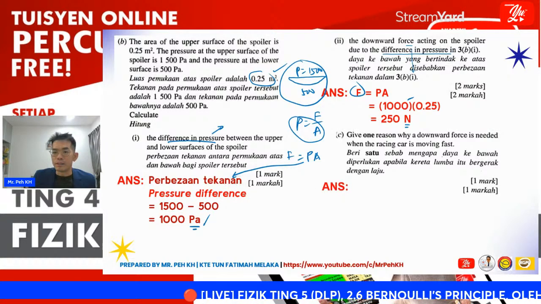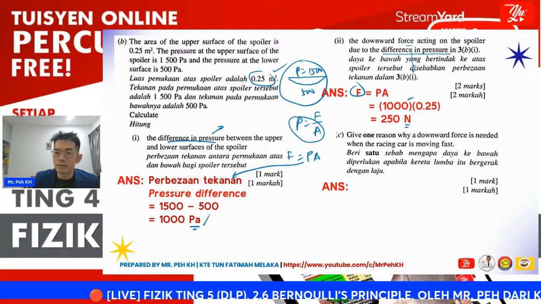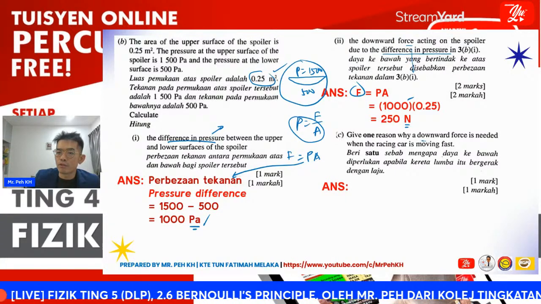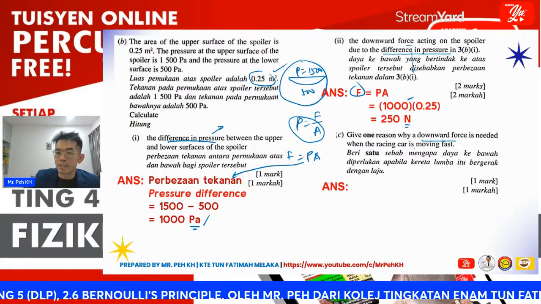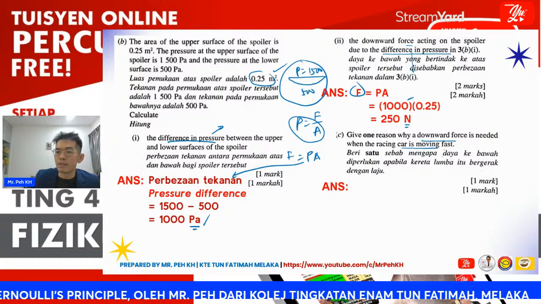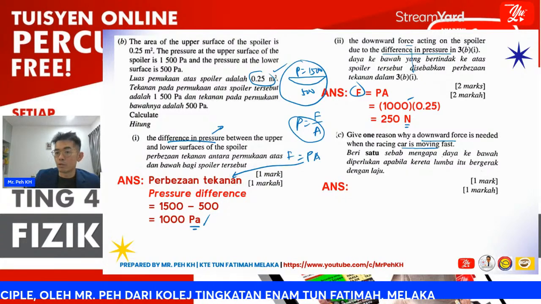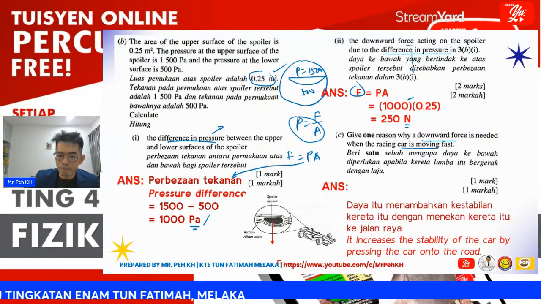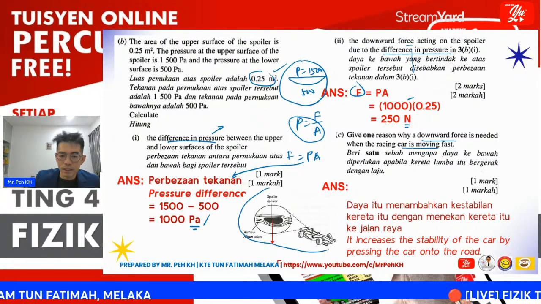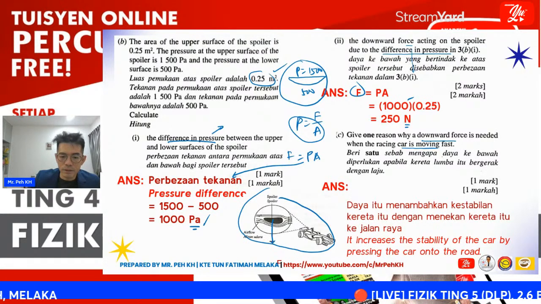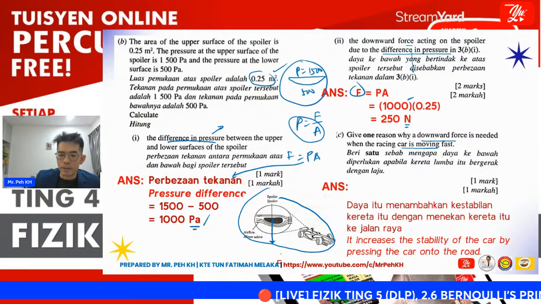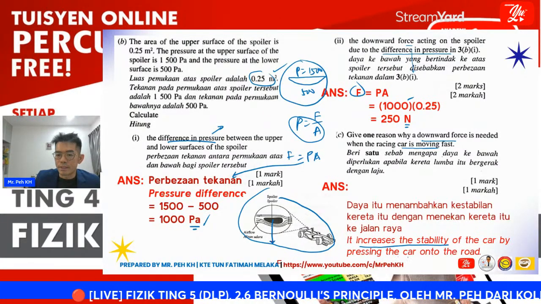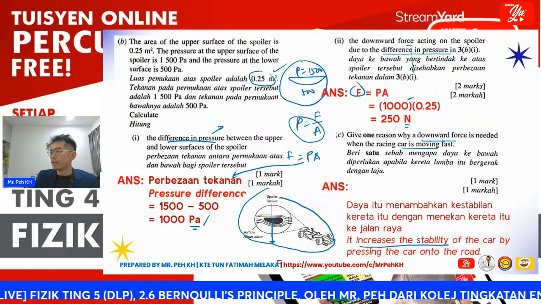Then the next is the reason. Give one reason why downward force is very important for a racing car moving at higher speed. This one you may also get from our discussion just now. You can see from the figure, the downward force F will increase the stability of the car by pressing the car onto the road.